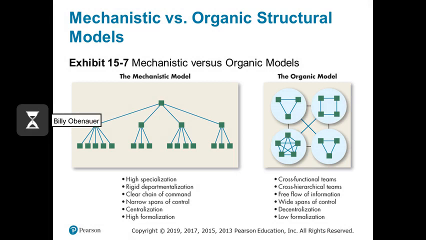Other terms that you'll hear related to organizational structure are the mechanistic model versus the organic model. The mechanistic model looks a lot like what we talked about with a bureaucracy before. There's high specialization, we have some rigid departments, there's a clear chain of command, narrow spans of control, centralization, and formalization. With the organic model, we're looking more at cross functional teams, cross hierarchical teams, meaning we have teams with people from different levels. We're a little more free with our information. We have wider spans of control. We're decentralized and not quite as formal as the mechanistic model.